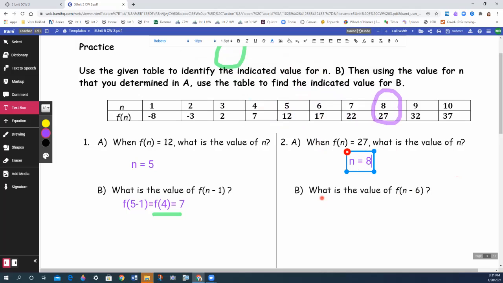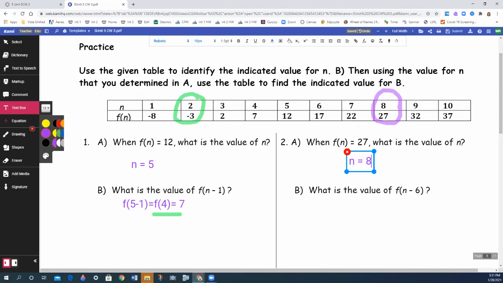Now it says, what is the value of f of n minus 6? So this is really saying, if my n is 8, I'm here at my 8th term, I want the term that's 6 before it. 1, 2, 3, 4, 5, 6. This is the one I want. Okay, so again, 1, 2, 3, 4, 5, 6. So that is going to be -3.